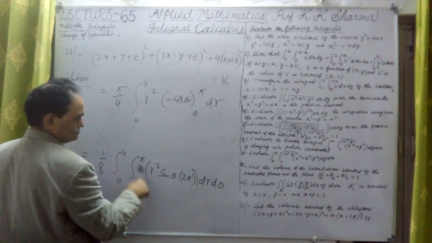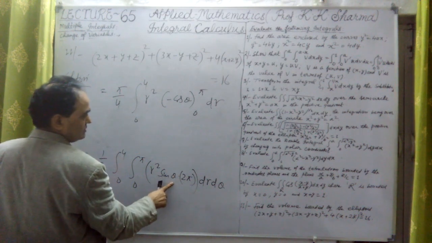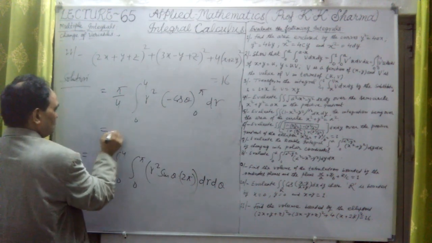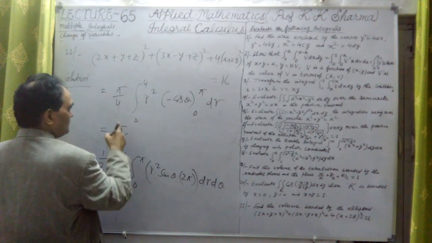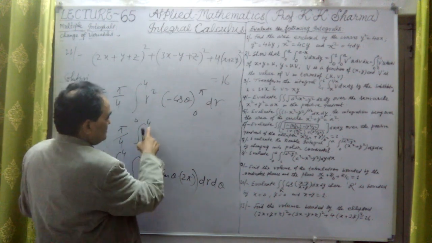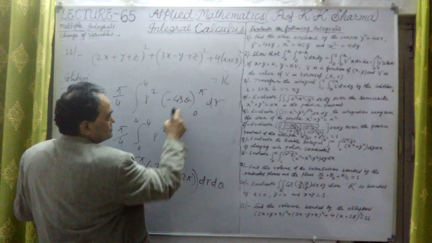Okay, r square is constant, and this sin theta is there. It is integrated as minus cos theta, with the limit 0 to pi. Finally, the limit for r is 0 to 4. That is r, minus r, and this is r square. Now, what about this?